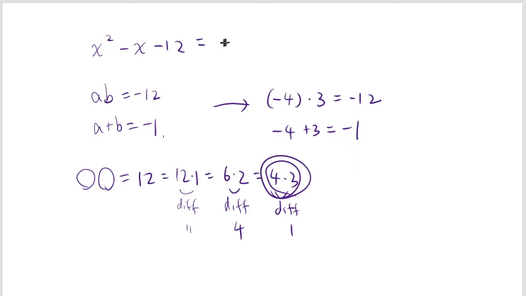And that would mean that you have x minus 4 times x plus 3 as the factored form of x squared minus x minus 12. And again, you could have chosen a to be 3 and b as negative 4. In that case, you would just have the factored form as x plus 3 times x minus 4. These two will be switched, but that's equivalent to what we have here.